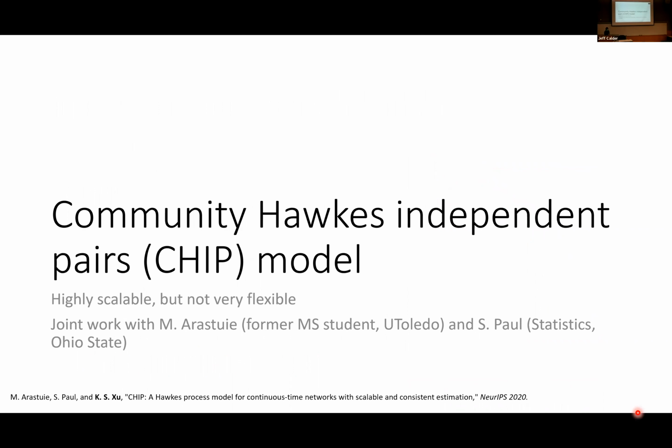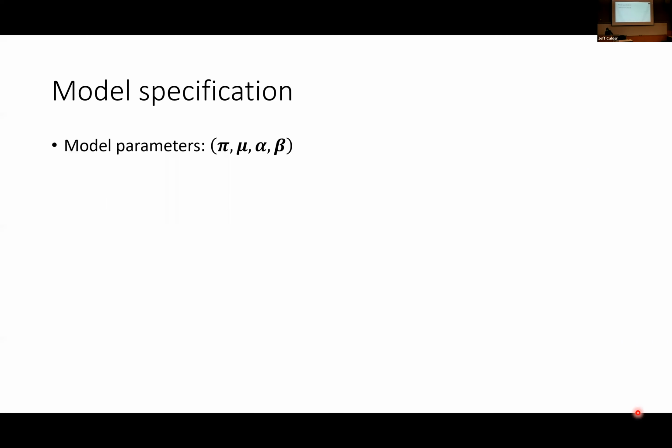The first model I want to talk about is called CHIP, Community Hawkes Independent Pairs, a highly scalable but not very flexible model. This was joint work with my former master's student, Makan Arastui at University of Toledo, and Shubhadeep Paul, who's a statistics professor at Ohio State. In this model, we've got 4 parameters: a length k vector, pi, and then 3 k by k matrices. These are mu, alpha, and beta for the Hawkes processes.